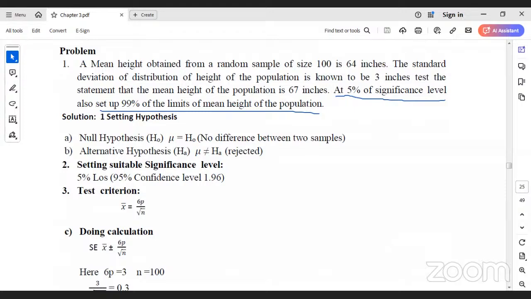Setting suitable significance level. So we have to check whether the LOS value is given or not. If LOS is not given, assume 5% only. If LOS is given, we have to check whether it is 5% or 1%. If 1% is given, 99% is the confidence level, that is, 2.58 is the critical value. So we have to write it in the second step only. In this given question, 5% significance level is given very clearly.